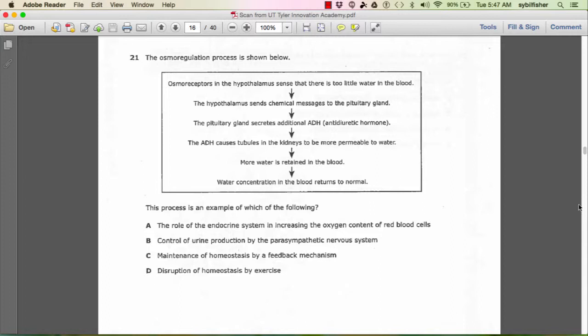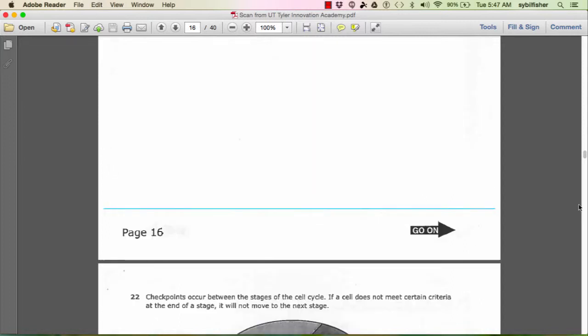This process is an example of which of the following? A. The role of the endocrine system in increasing the oxygen content of red blood cells. B. Control of urine production by the parasympathetic nervous system. C. Maintenance of homeostasis by a feedback mechanism. Or D. Disruption of homeostasis by exercise.